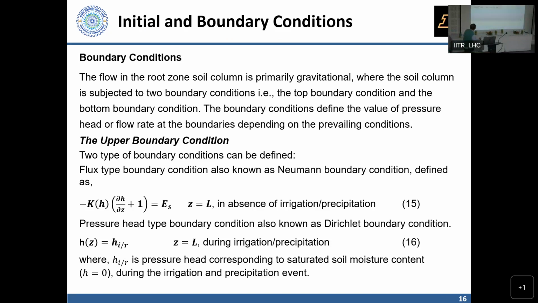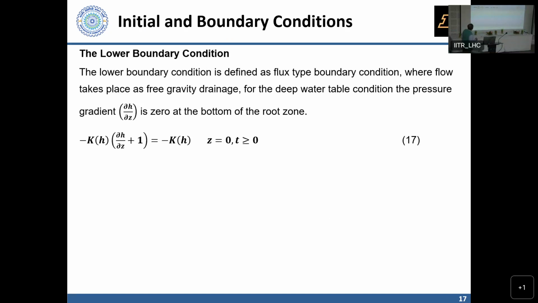At the bottom, we can have two options. If you have a shallow water table, then we can specify that the pressure at the water table is zero. But if the water table is quite deep, we assume that at a certain depth below the root zone the water will be moving through gravity, and we give a free gravity drainage condition at the bottom.